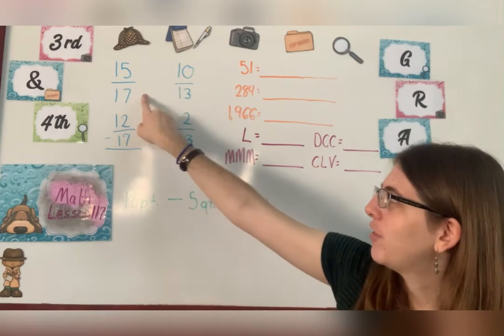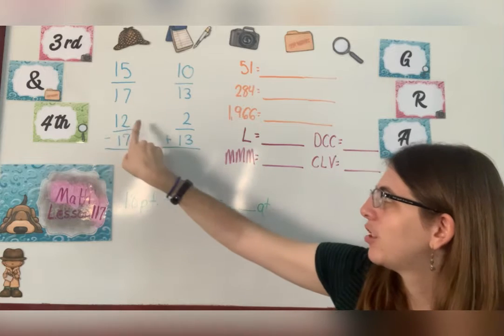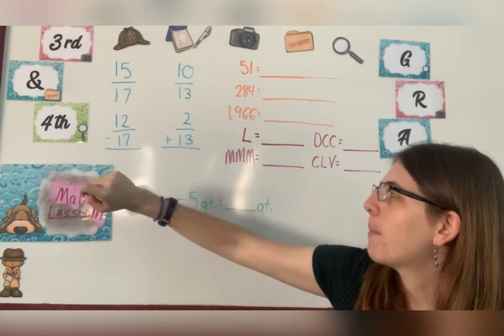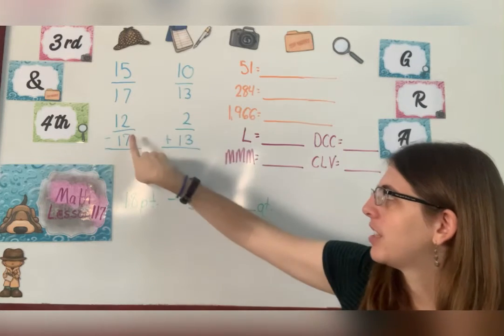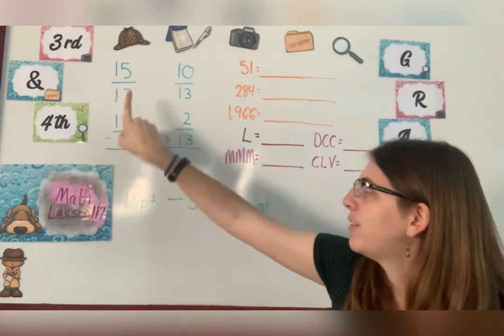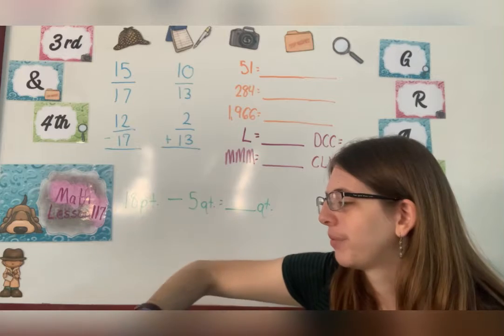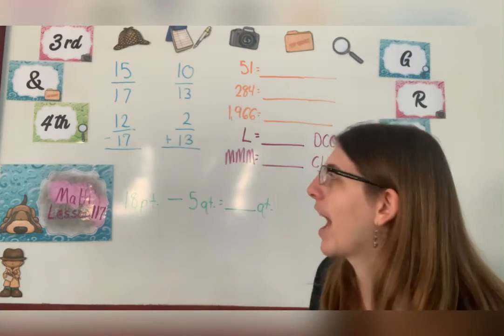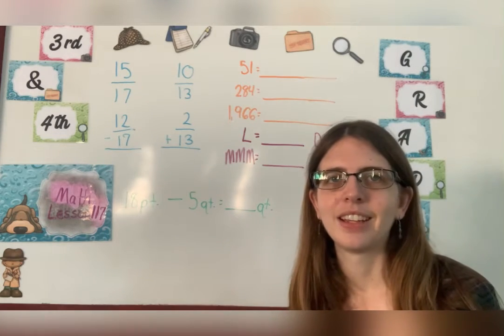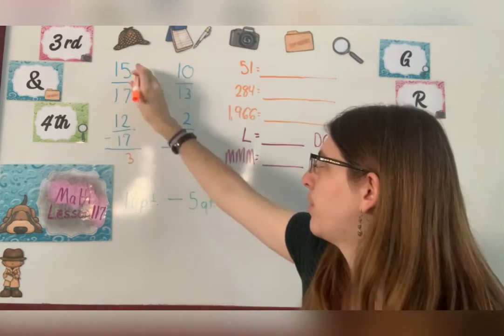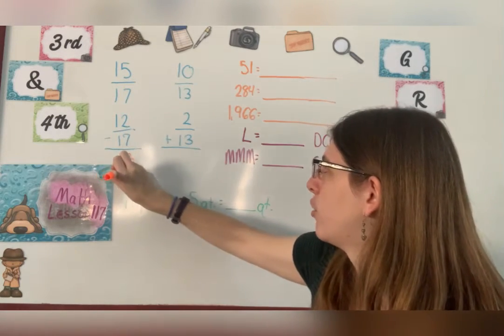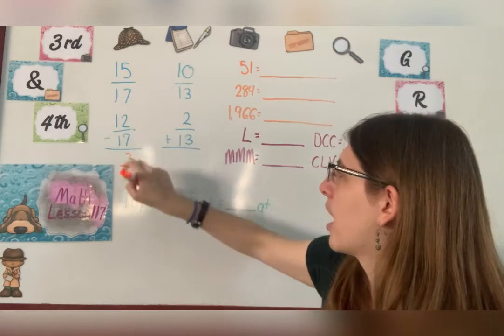Letter D, you have 15/17 minus 12/17. So remember, you just subtract the numerator and keep the denominator the same. So what is 15 minus 12? Well, 5 minus 2 is 3. Very good. 1 minus 1 is 0, so 15 minus 12 is 3. Draw our fraction bar, keep our denominator the same.